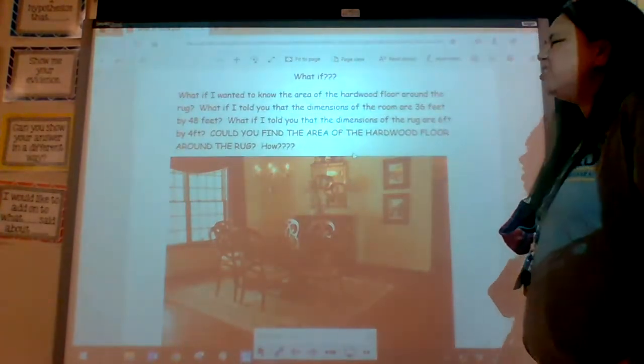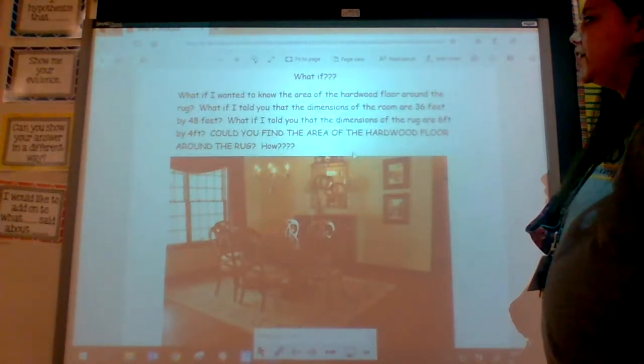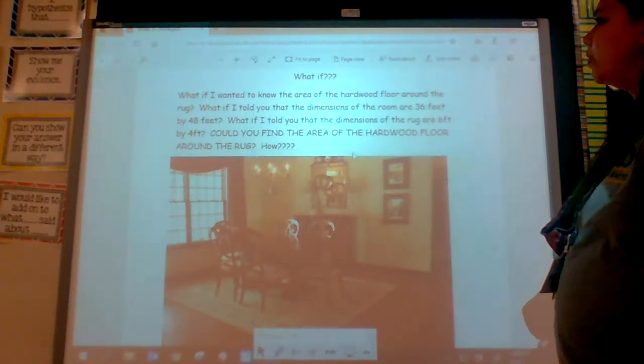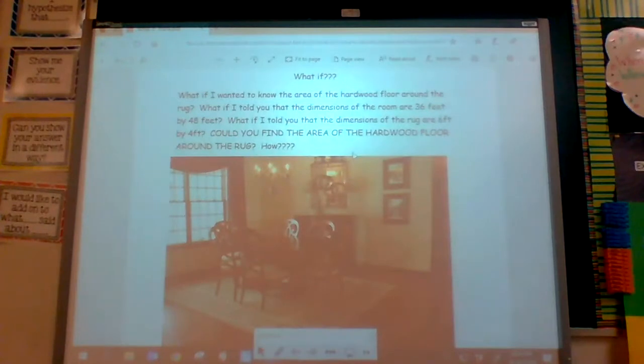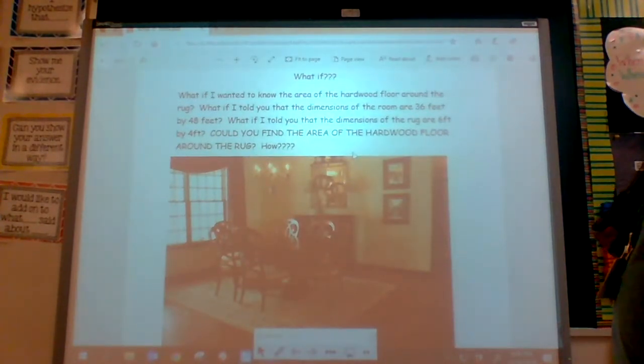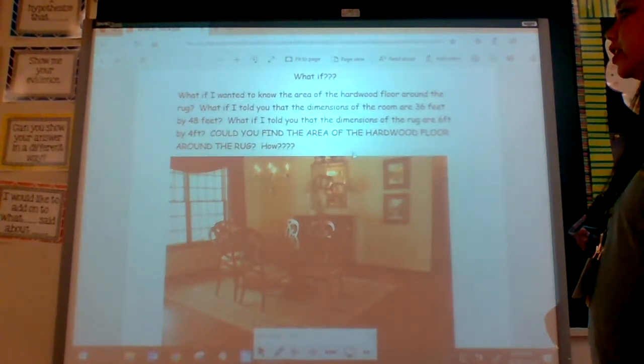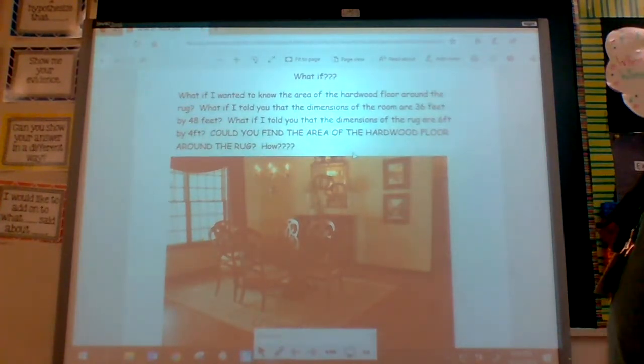Okay, so here's a what-if question. What if I wanted to know the area of the hardwood floor around the rug? What if I told you that the dimensions of the room are 36 feet by 48 feet? What if I told you that the dimensions of the rug are 6 feet by 4 feet? Could you find the area of the hardwood floor around the rug? And if so, how?